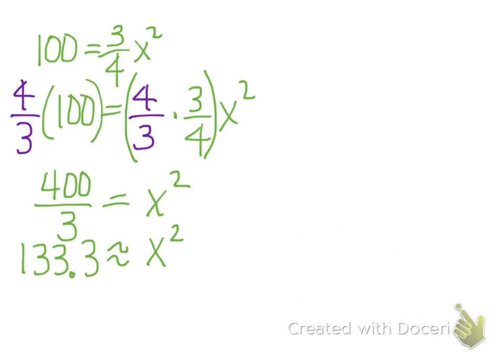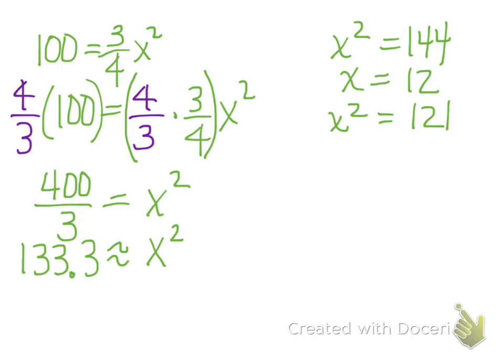Okay, so if x squared is 133, what is the closest square to that? So if x squared was equal to 144, then x would equal 12. So it'd be less than 12, right? Because 133 is less than 144. But let's look at, so the next one would be 121. So if x squared was 121, then x would equal 11.